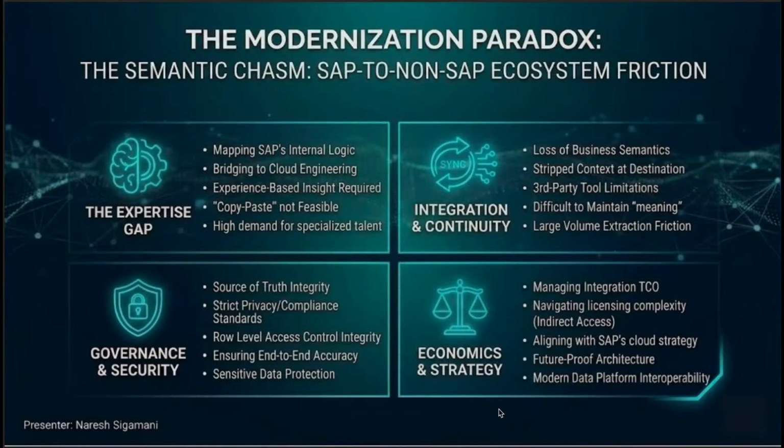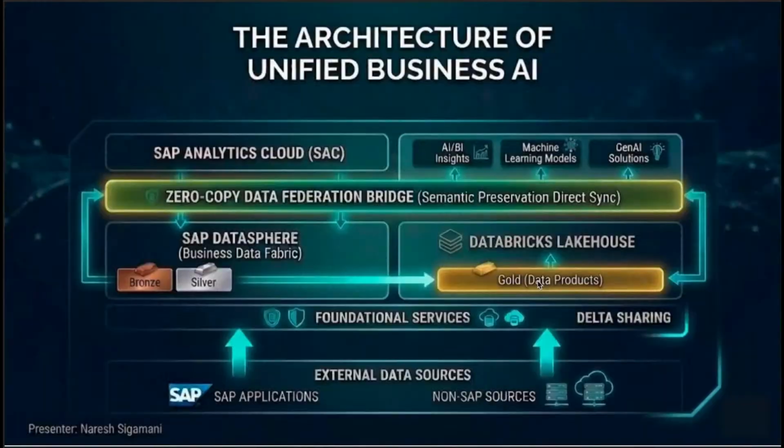So, how do we cross this chasm? We stop moving data and we start federating context. To solve the paradox, we have to stop thinking of data as something to move and start thinking about it as something we federate. This is a blueprint of unified business AI in a simplified version. It isn't just a connection, it is a strategic bridge.